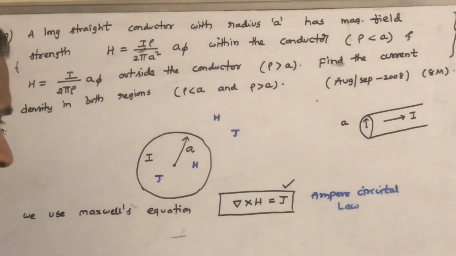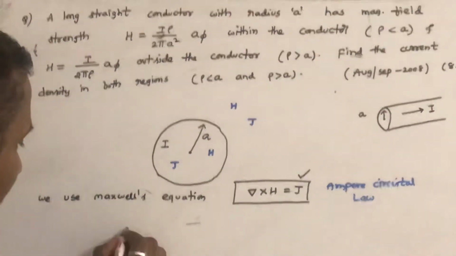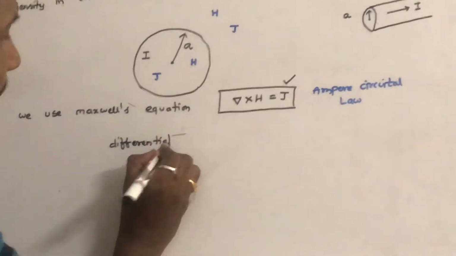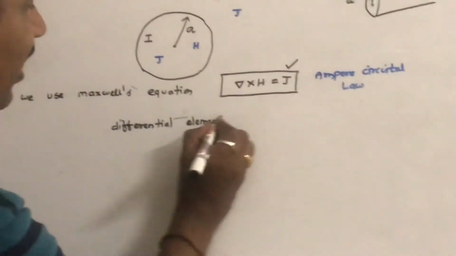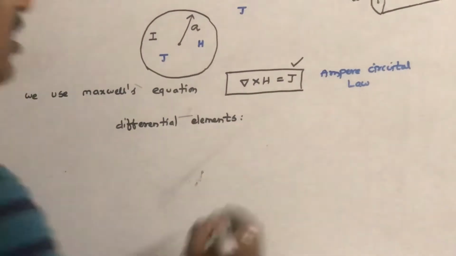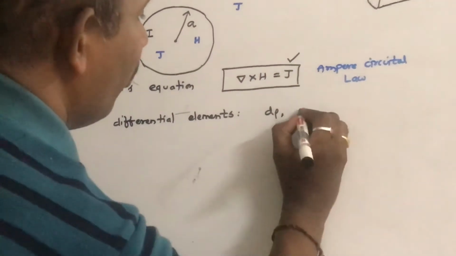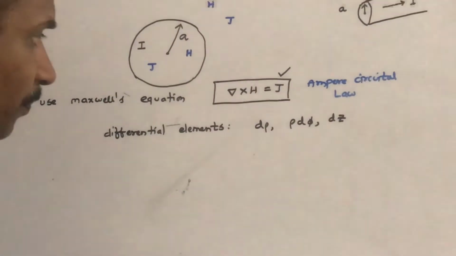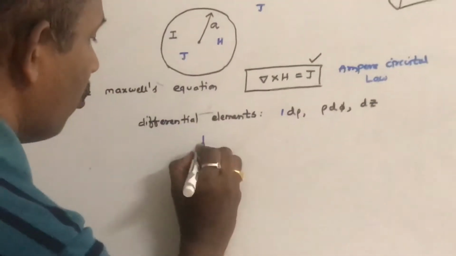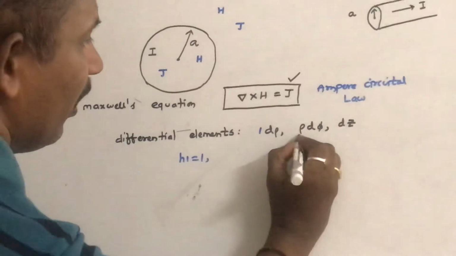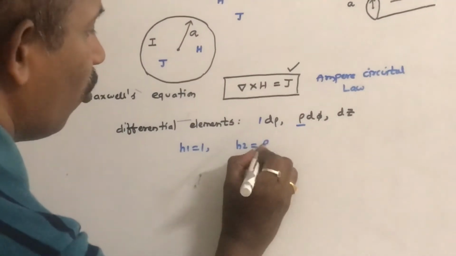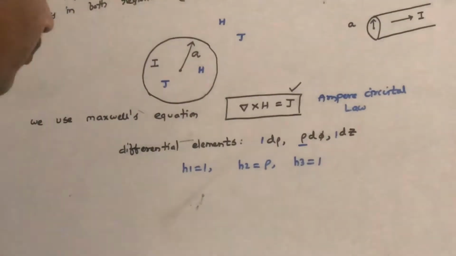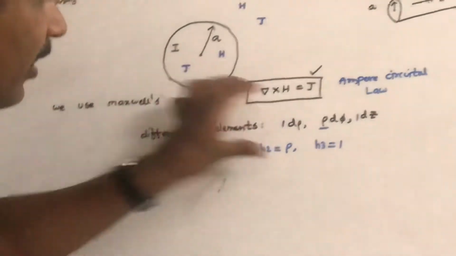So the differential elements in the cylindrical coordinate system are d rho, rho d phi, dz. Here h1 is equal to 1, h2 is equal to rho, h3 is equal to 1. So remember this, because these are very important differential elements in the cylindrical coordinate system.